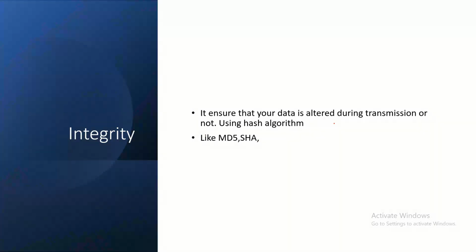Now, integrity. It ensures whether your data is altered during transmission or not, using a hash algorithm. What is a hash algorithm? MD5 and SHA. So how is it checking?